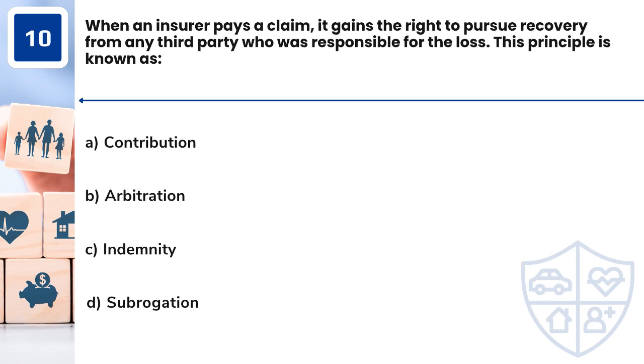Question 10. When an insurer pays a claim, it gains the right to pursue recovery from any third party who was responsible for the loss. This principle is known as A. Contribution, B. Arbitration, C. Indemnity, D. Subrogation.